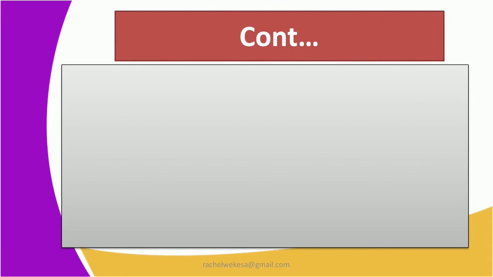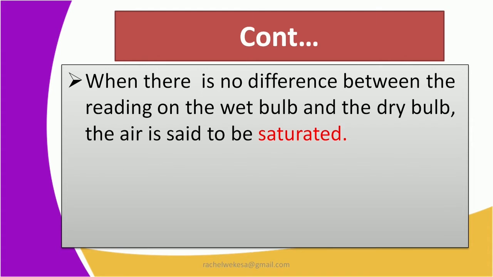To continue with the hygrometer, when there is no difference between the readings on the wet bulb and the dry bulb, that is, if you go to the hygrometer and check the measurements of the wet bulb and the dry bulb, and you find that there is no difference, it means that the air was saturated. So there was saturation of the air with moisture content in the atmosphere.